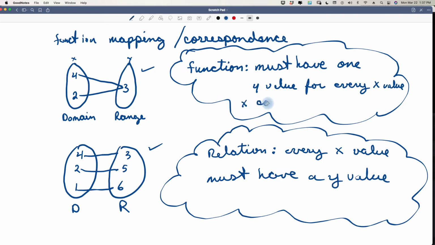X cannot have two, or let me rephrase it, more than one, cannot have greater than one y. Okay, so x must only have one y value in a function. In a relation, every x value must have, let me rephrase this, at least one y value.